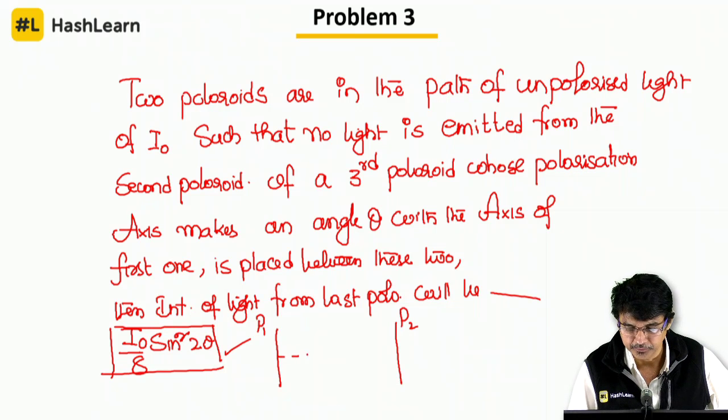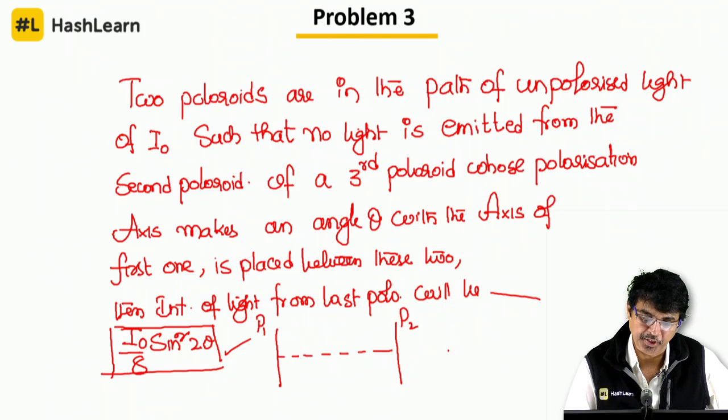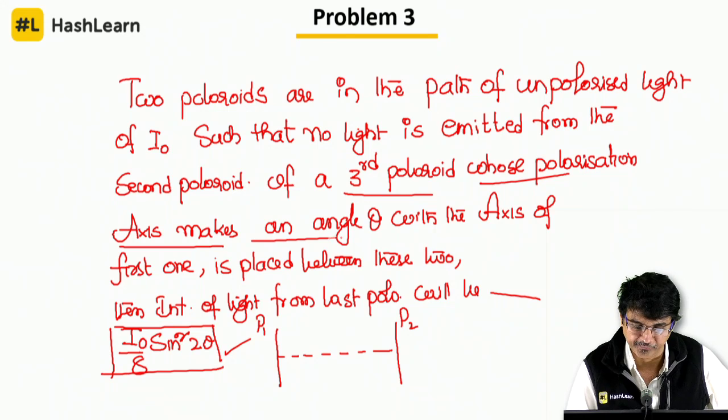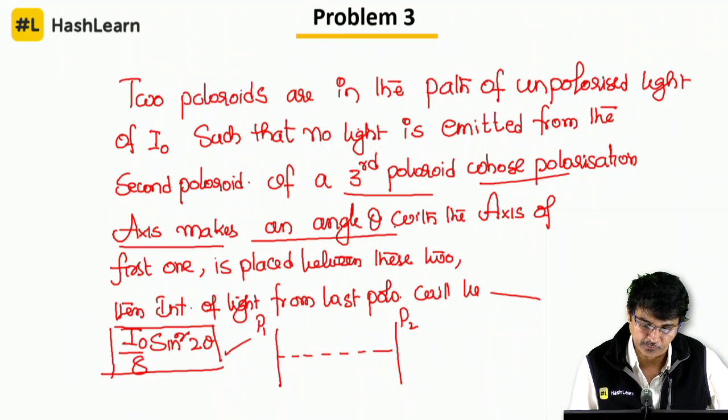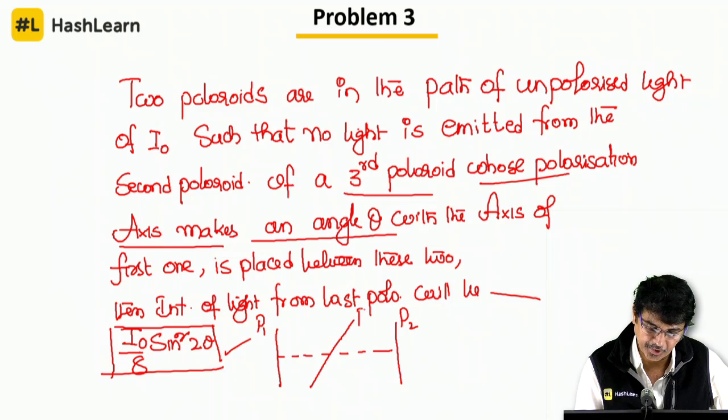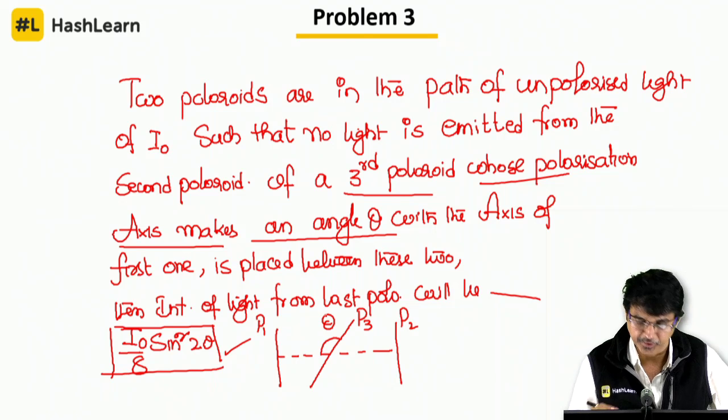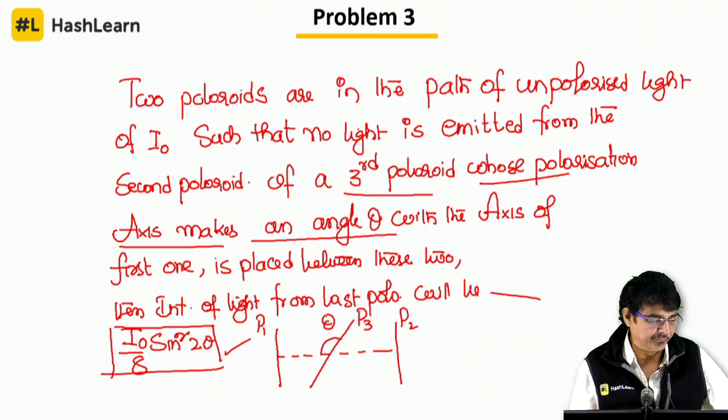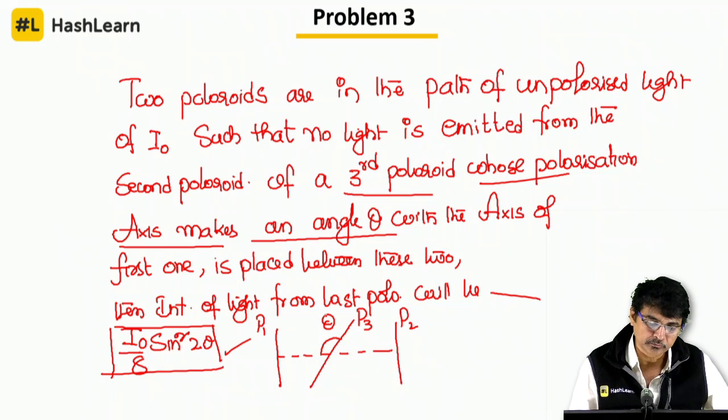Now, what have they done? They brought another, third polaroid P3, whose polarization axis makes an angle with the axis of the first one. So, let us say this is polaroid number 3. Observe on the screen, it makes an angle theta with the polaroid axis of the first one. So, this is the geometry of the given problem.